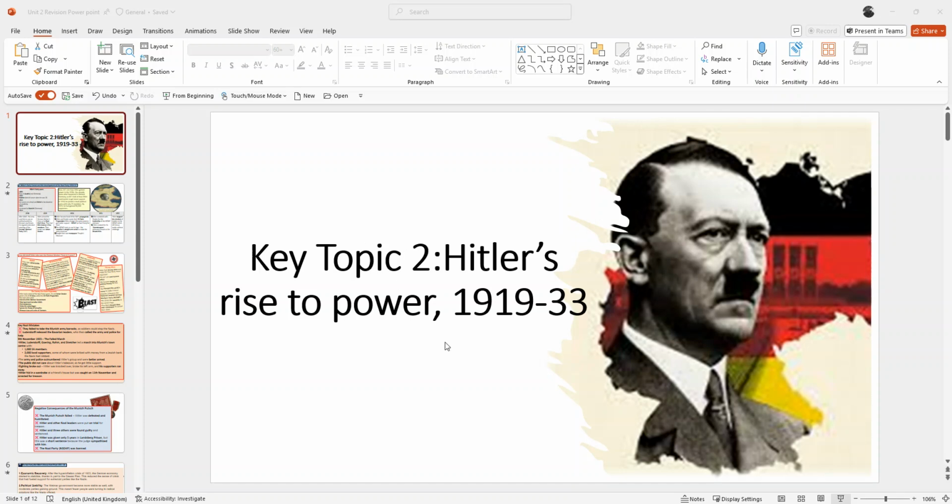The working classes: 40% of factory workers lost their jobs. Those that remained had their wages cut by 70%. The socialist bit in the NSDAP title helped gain some support. Hitler promised them work and bread.